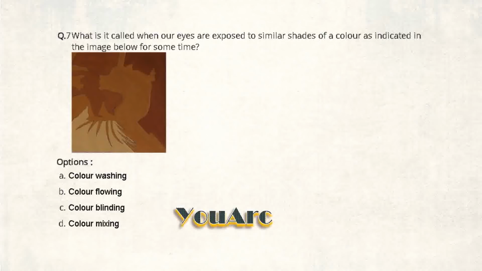What is it called when our eyes are exposed to similar shades of a color? If it is similar shades of a color, it means it is monochromatic color, right? So when we are exposed to this kind of effect, then it is called what? So here the answer is color washing. It is a technique in painting.